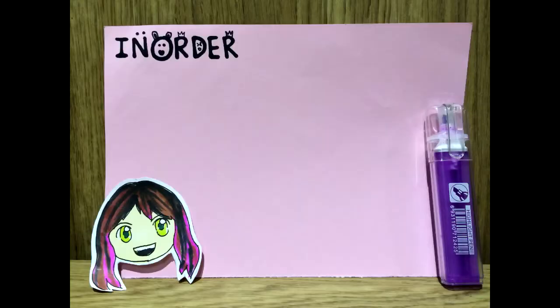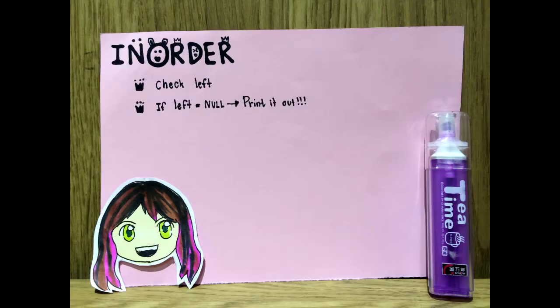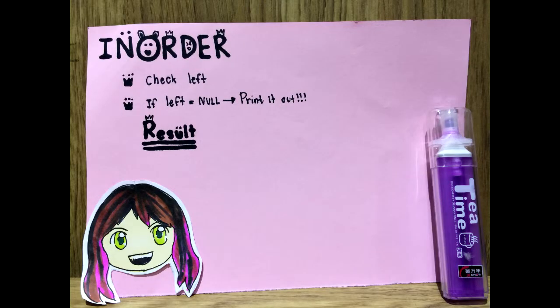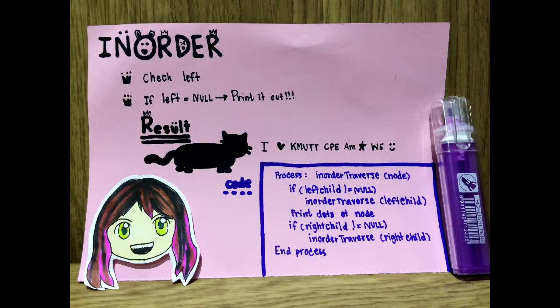In order traversal, in this traversal we will check the left branch first. If we don't have the left branch, we will print that node, and if the left branch is not null, we will call the function to check again to find the node that is null.